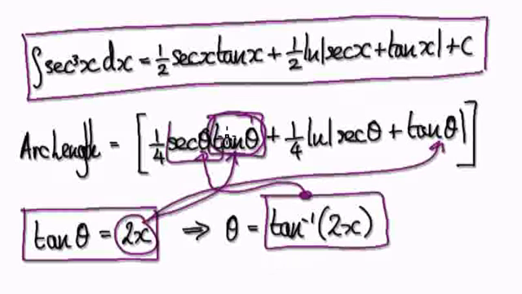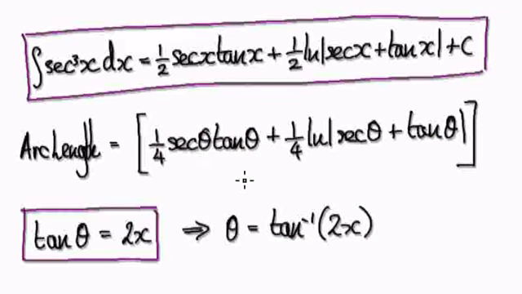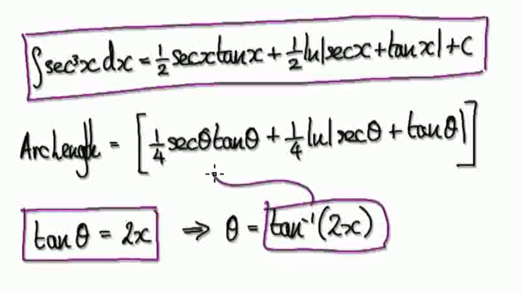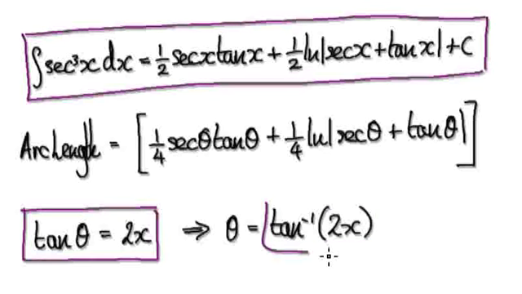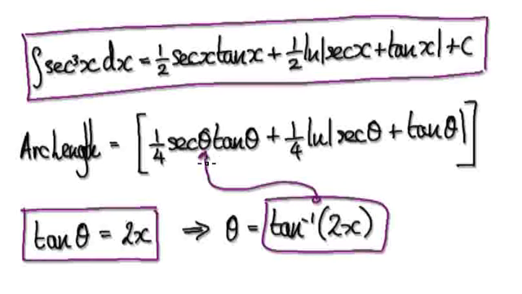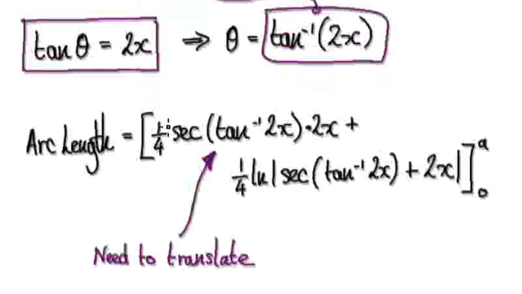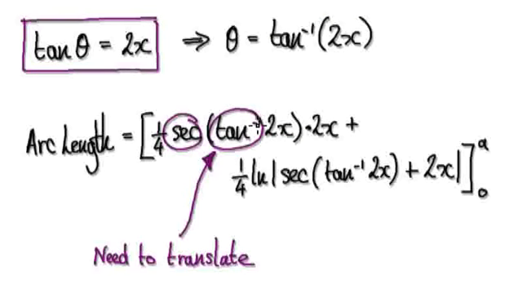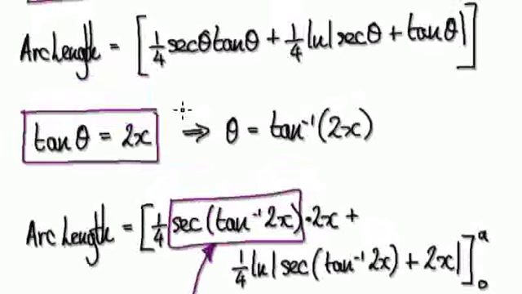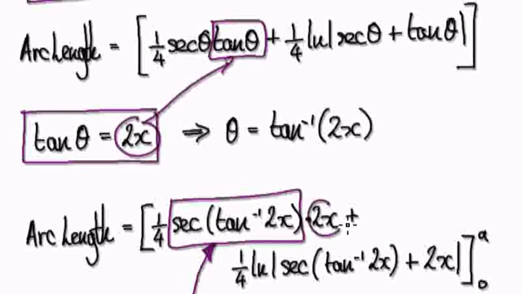But then this secant theta thing, we need to tidy up. Because if you put theta into here, then this bit here will then become this secant of, remember this is our theta here. It looks really ugly because you've got a trig acting on a trig. So we need to tidy this bit up. Tan theta is nice and simple. Tan theta is simply 2x, which is this bit here.